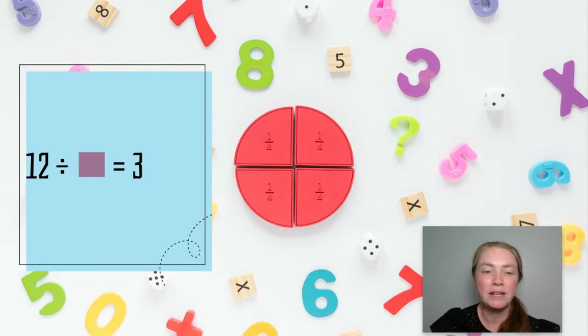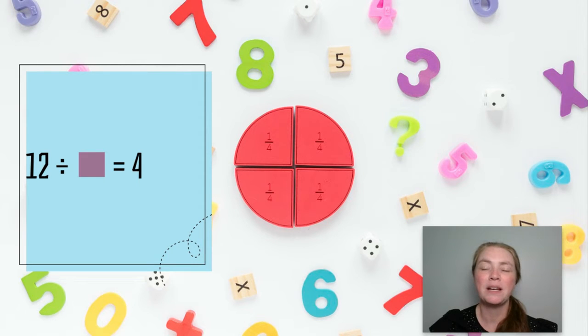12 divided by what number is equal to 3? If you said 4, you are correct. Let's keep moving. 12 divided by what number will give us 12? The answer here is 1. 12 divided by what number will give us 6? The answer is 2. 12 divided by what number will give us 0? If you said 0, you're correct.